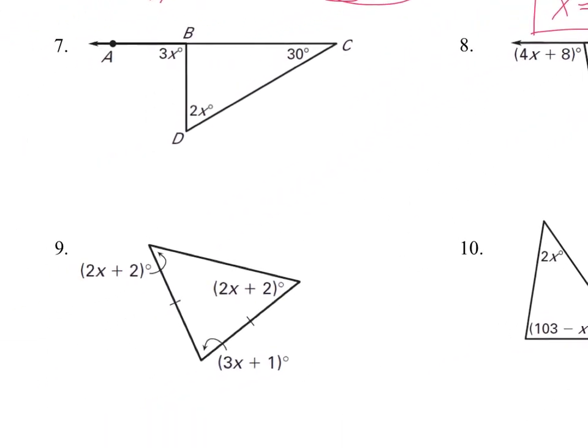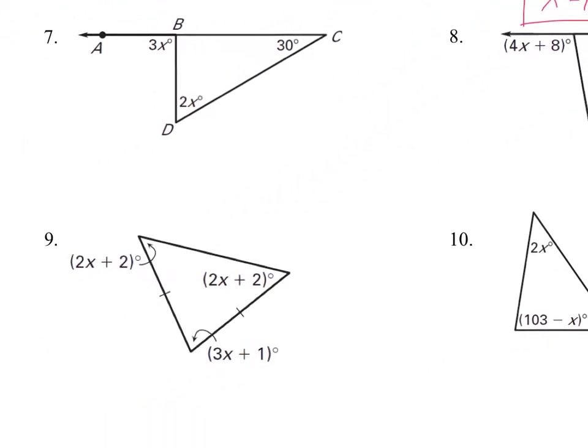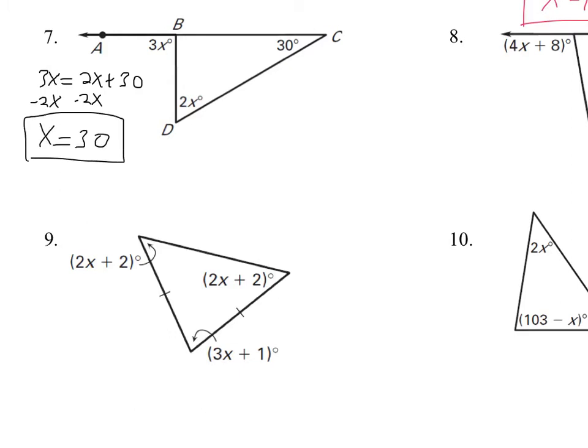Alright, number 7, another external angle problem. So let's set this up. 3x is our external angle. We're going to set that equal to 2x plus 30. Then we'll solve this. Subtract 2x, subtract 2x. Alright, x equals 30. So I have my answer for x.